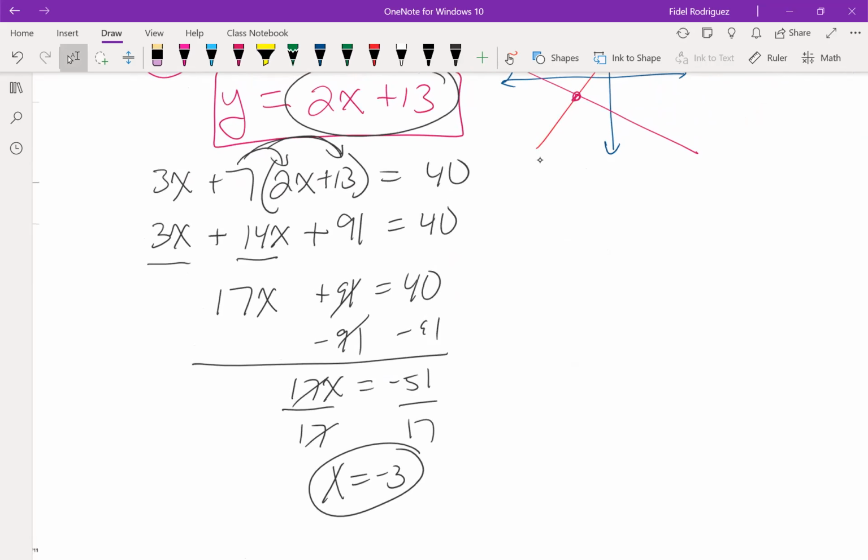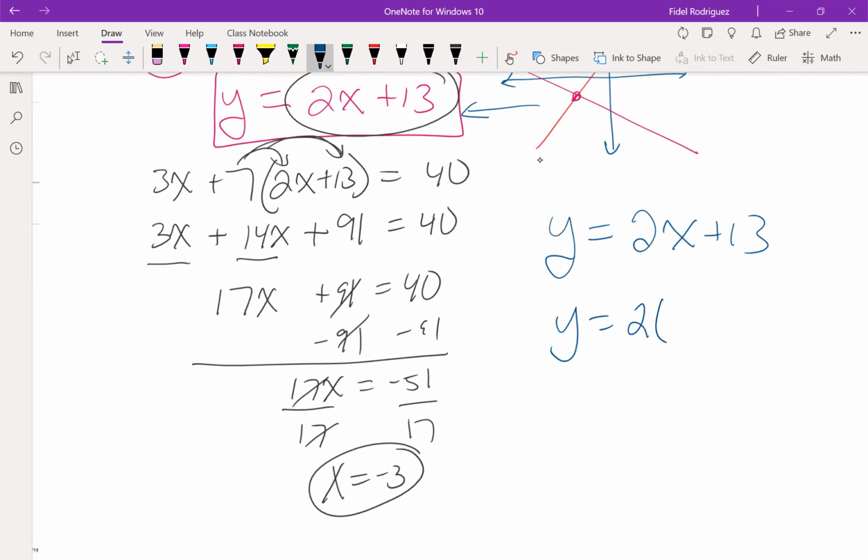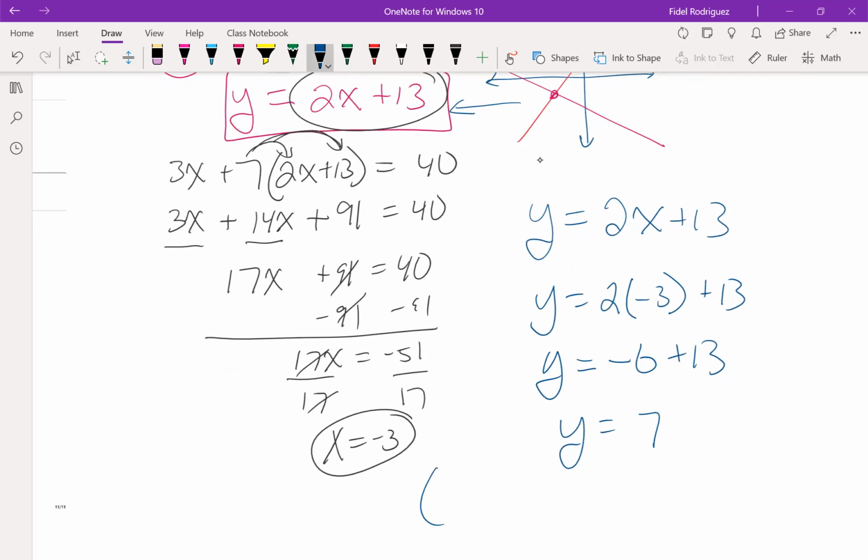All right, now that we found what x is, we need to come back and figure out what y is. Remember from that equation in the pink, we had y equals 2x plus 13, but we just found x to be negative 3. So 2 times negative 3 is minus 6, and minus 6 plus 13 is 7. And so these two lines meet at the point negative 3 and 7. Since it's a point, we're going to use those little parentheses.